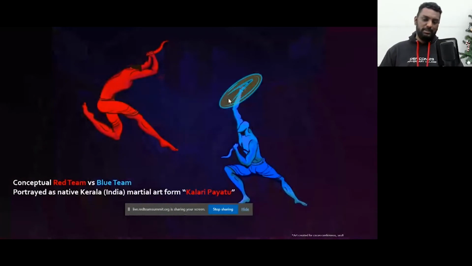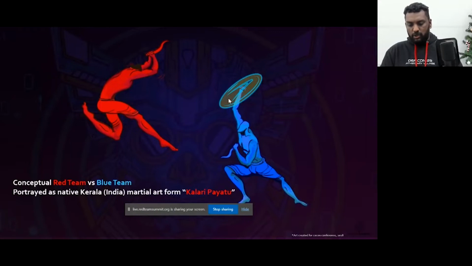I really like this picture because we created this art at the time of the Cocoon conference in 2018, to traditionally portray the red team and blue team, based on our native martial art form called Kalaripayattu. You're all familiar with this term, I think. I always used to compare adversary simulation activities to practicing a martial art, because that is very easy to convey the idea.